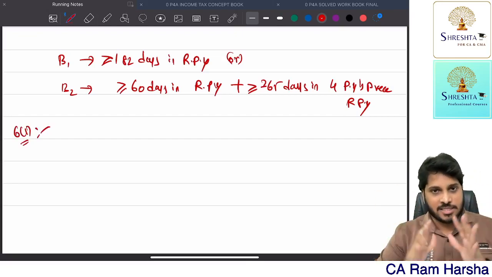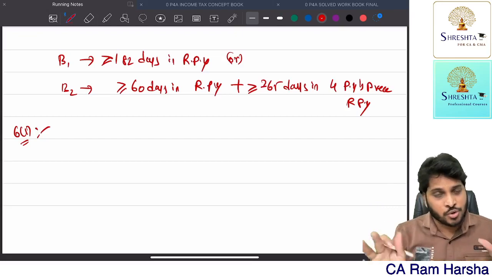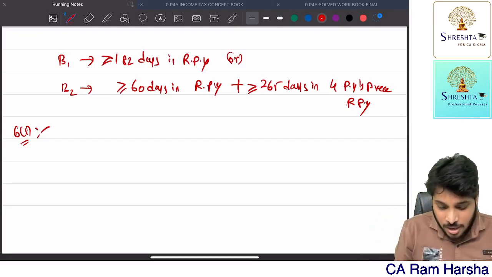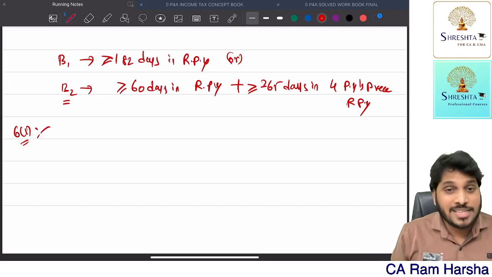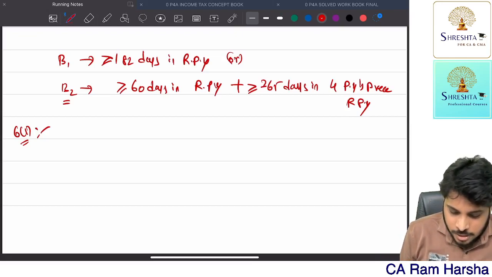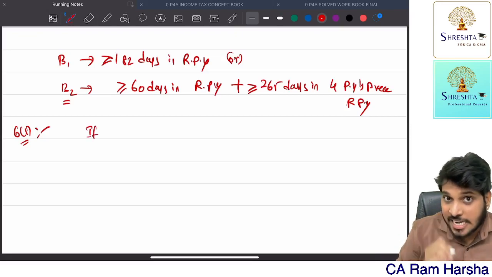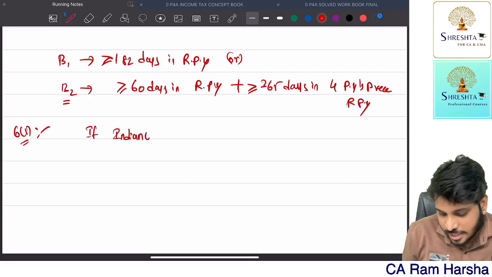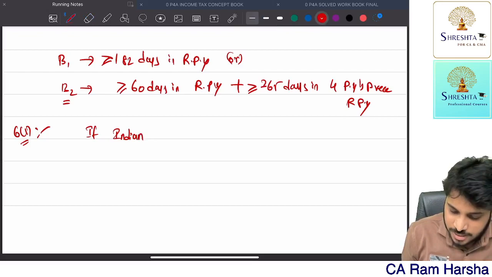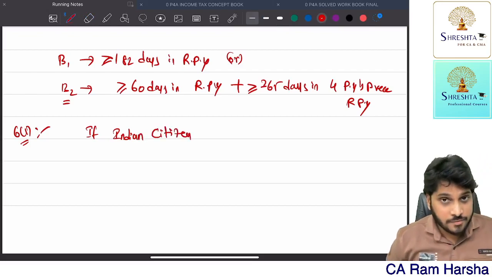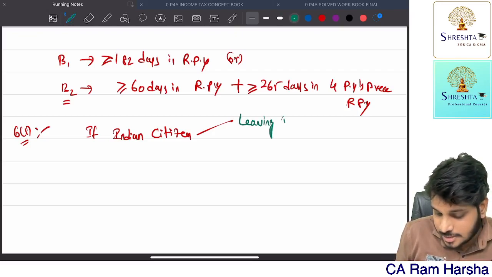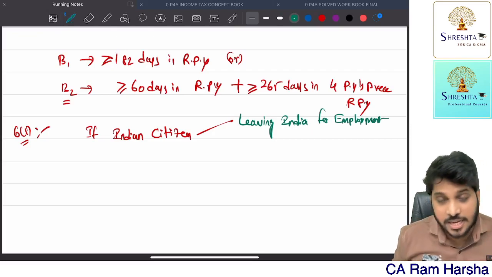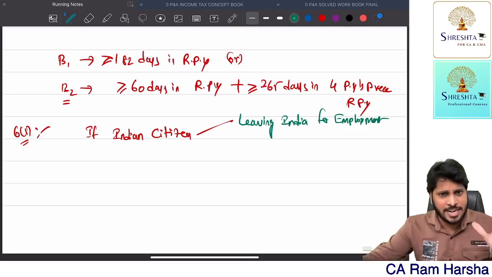What that explanation says is, many think that it is an exception or a provision. No, it's not an exception. There is an explanation for B2. I will show you the Act also, don't worry. For the B2 condition, there is an explanation. What that explanation says is, suppose that individual is an Indian citizen, suppose he is leaving India for employment.